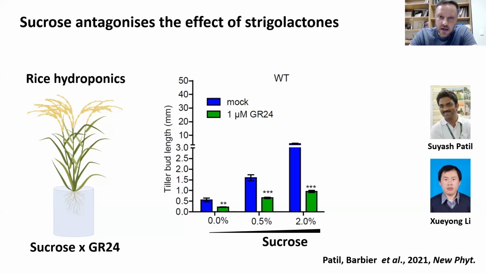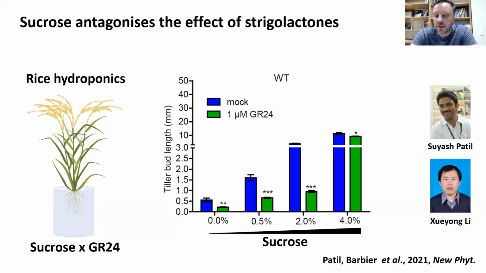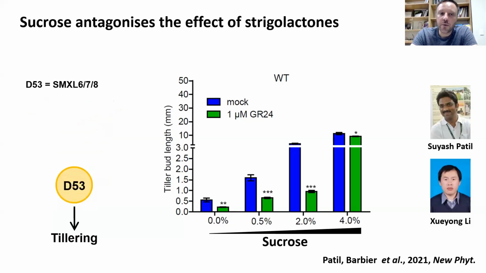And so here we worked in rice, and we first repeated the same experiment, but in hydroponics. So we worked in entire plants, and we scored the number of tillers which emerge from the main tiller. And so we could see that GR24 has an inhibitory effect on tillering under low sucrose concentration. But when you have high sucrose concentration, GR24 has a very small effect on tillering. So we wanted to understand how sucrose could alleviate the effect of strigolactone on shoot branching and tillering.